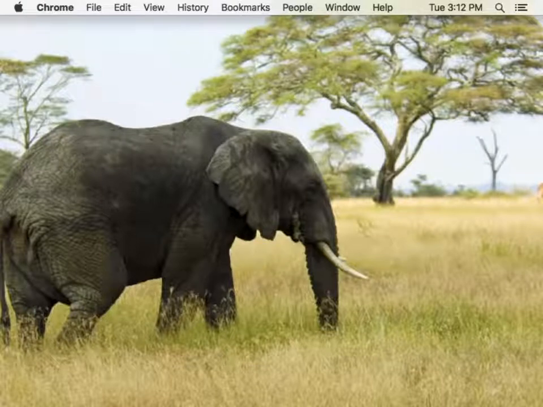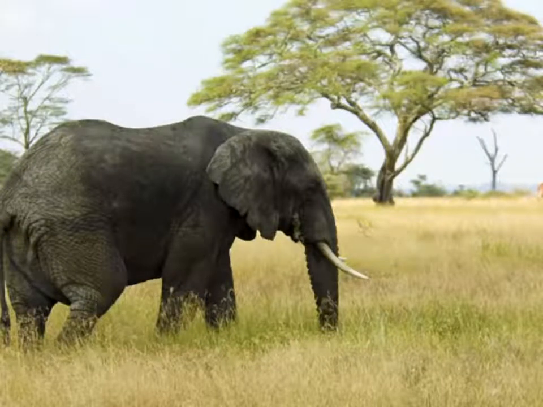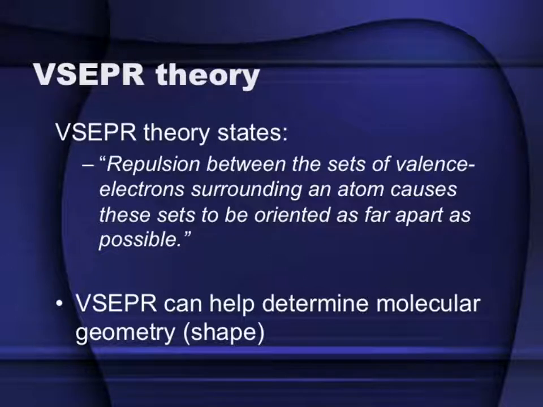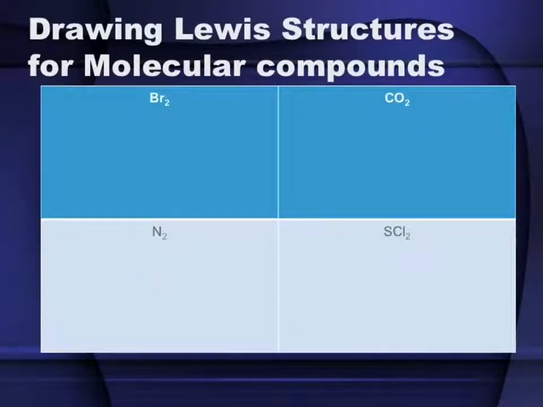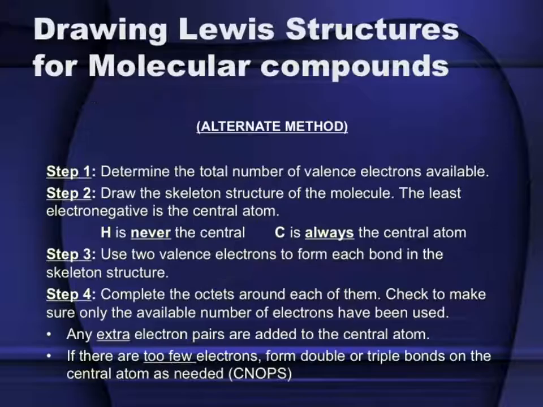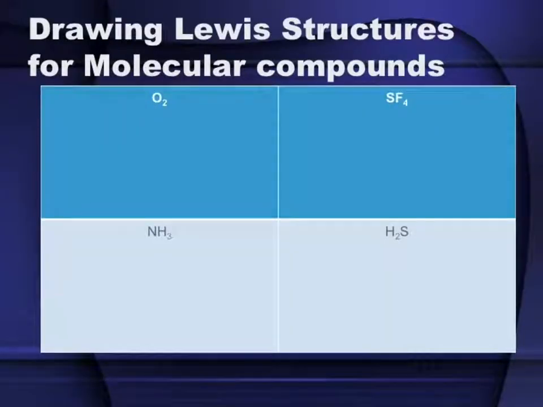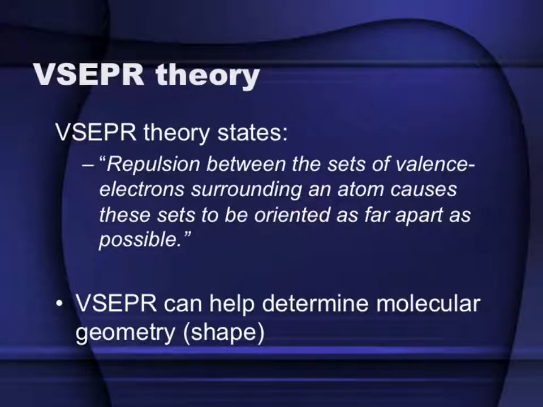Okay, so let's talk about VSEPR theory. So VSEPR stands for valence shell electron pair repulsion. I've been spelling valence wrong all day today, oops.